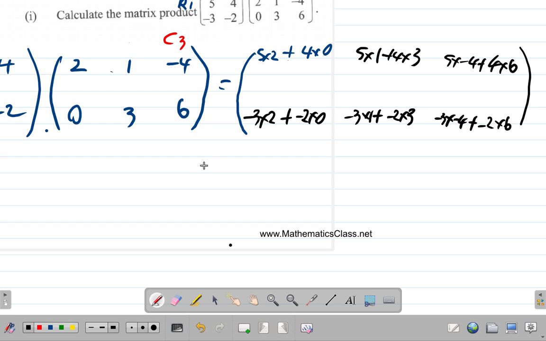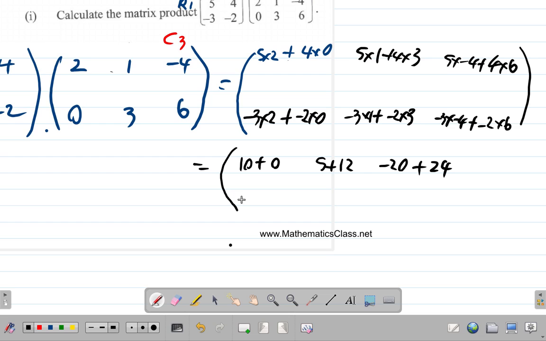So we simplify this thing now. We say 5 twos are 10, plus 4 zeros, 0. Then 5 ones are 5, plus 4 threes, 12. 5 by negative 4 is negative 20, plus 4 sixes, 24.